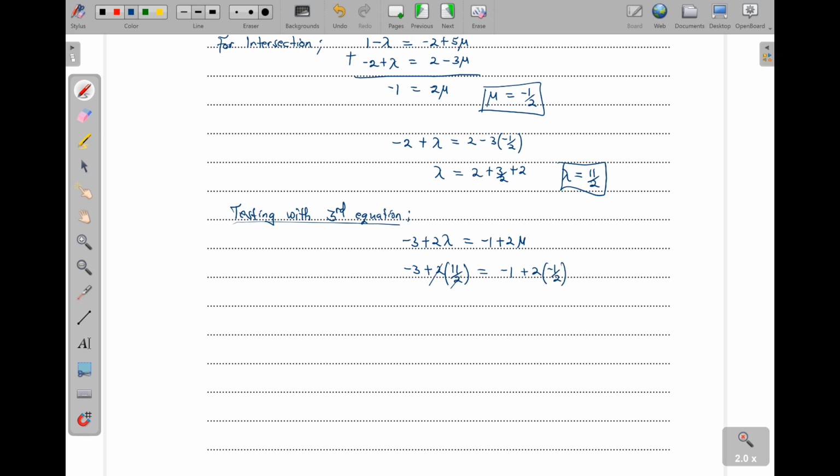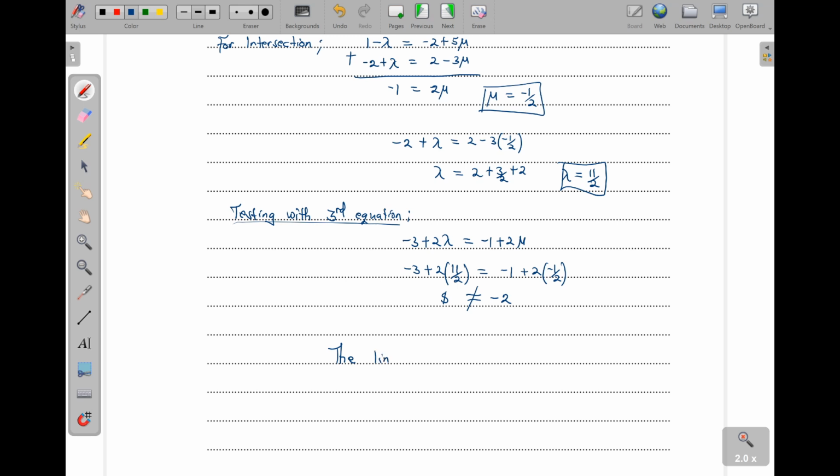So this one will cancel with this, and then we get -3 plus 11. That one will give us 8, right? So this one will give us 8 this side. And then this way, this one cancels with this. So we shall get -1 minus 1. That one will give us -2. So these two are not equal. So since this one has failed, then the two lines do not intersect.